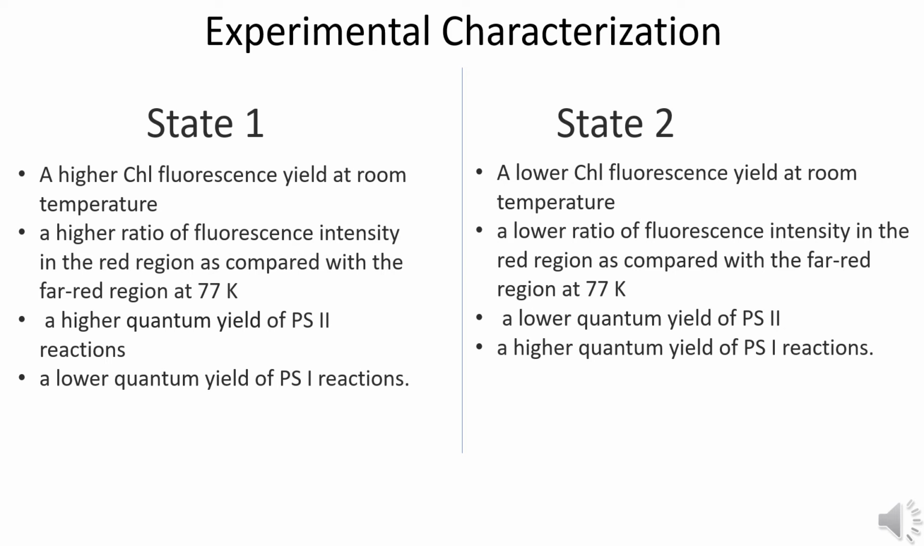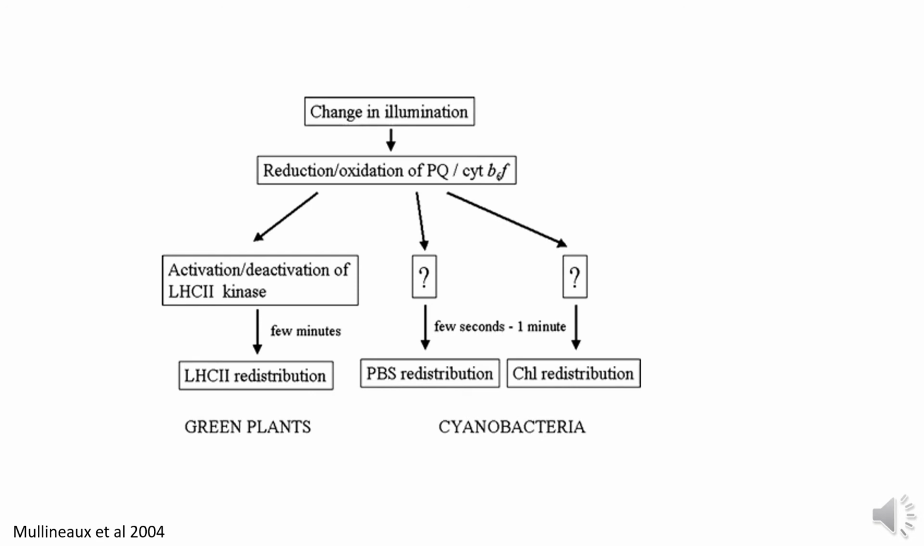A higher quantum yield of photosystem 2 and a lower quantum yield of photosystem 1 reactions are observed in state 1, whereas in state 2 there is a lower quantum yield of photosystem 2 and a higher quantum yield of photosystem 1 reactions. In higher plants and in Chlamydomonas, state transition occurs via LHC2 redistribution.